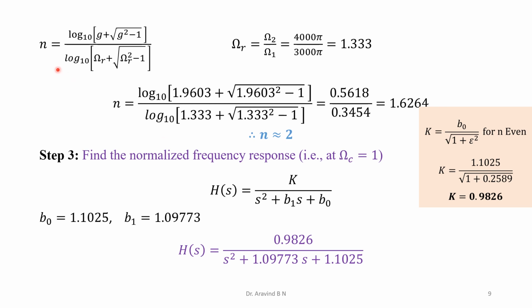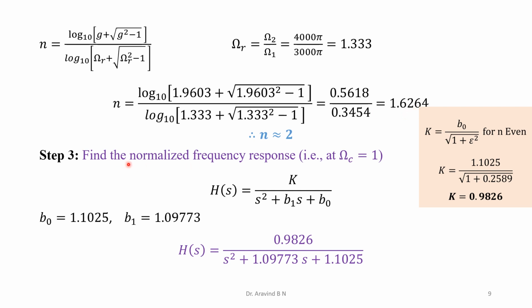Now calculate the order of the filter. So the formula is known. Calculate omega R first, that is omega 2 divided by omega 1. So we get 1.333. Substitute all those values over here. Here is the substitution. So after substituting the values of G and the value of omega R, and by simplification, we get this as 1.6264.